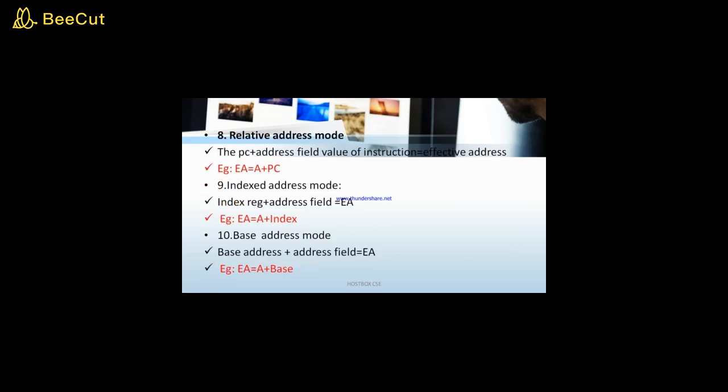And relative address mode, where the PC value, that is the program counter value, is added with the address field value of the instruction to give the effective address, that is, effective address is equal to address field plus PC. Then index address mode, where the index register plus address field is considered as the effective address. Here, for example, effective address is equal to A plus index. At last, base address mode, where base address plus address field is equal to EA, the effective address. For example, E is equal to A plus base. So out of these 10 we see only 9 here. That's sufficient for understanding the numerical example.